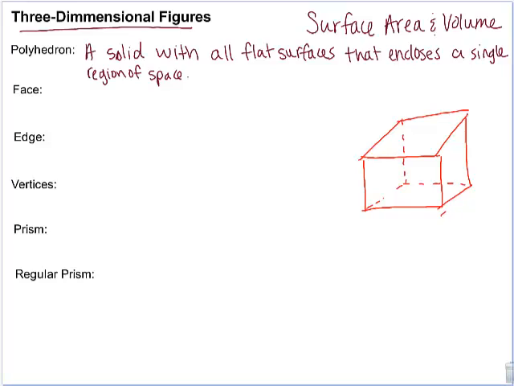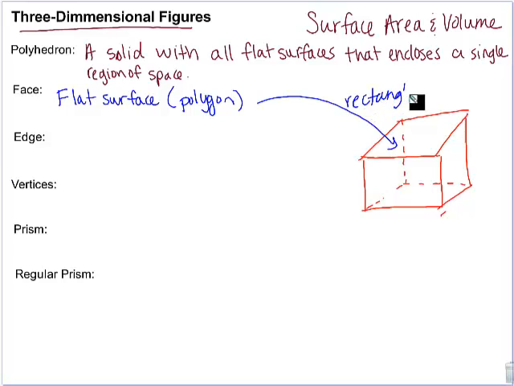Now, all polyhedrons are going to have faces, edges, and vertices. The face is the flat surface. Each flat surface should be a type of polygon. So, for this diagram of the classroom, each flat surface is a rectangle. So the face of this polyhedron that was drawn would be a rectangle.